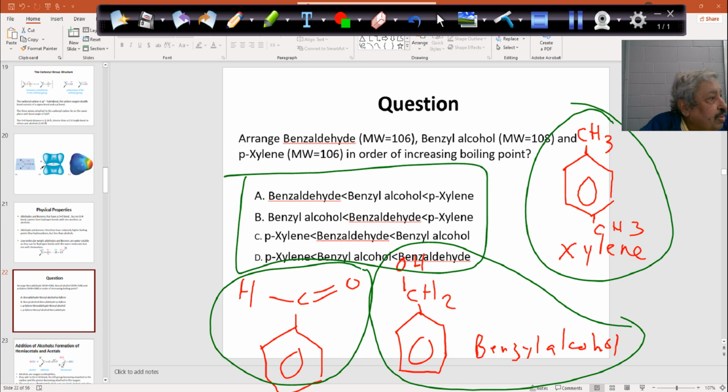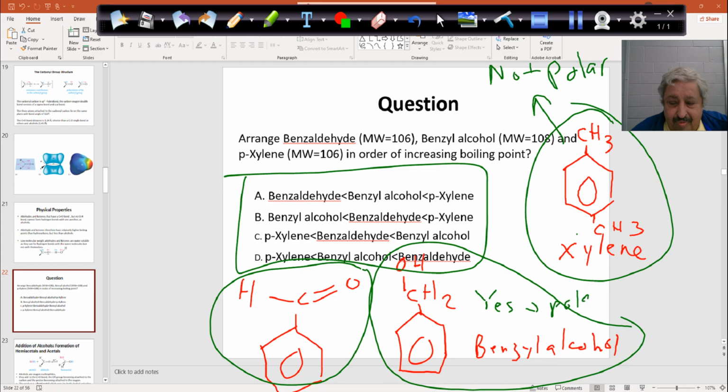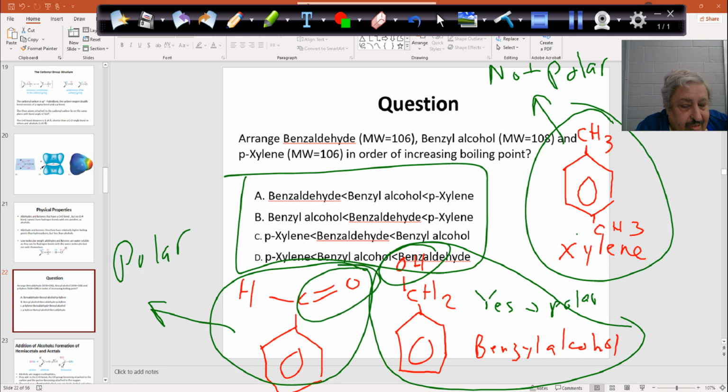Is this polar? This is not polar. Where will the polarity come from? That's nothing. That's like an alkane. That's an aromatic, but it's like an alkane. It's not polar. This is polar? Yes. Polar. It has OH. Correct? This is polar? Yes. It has a carbonyl group there.